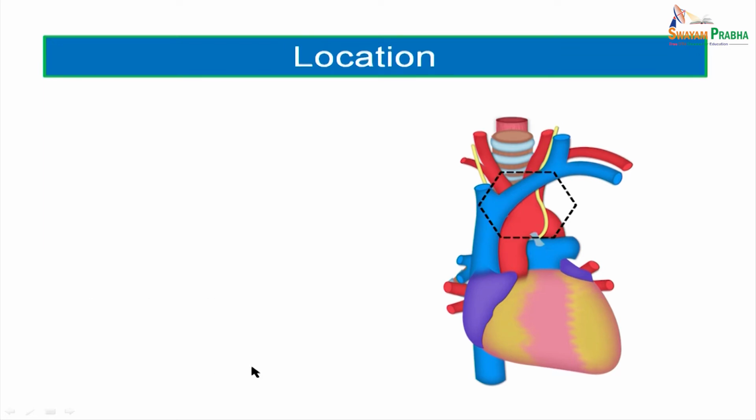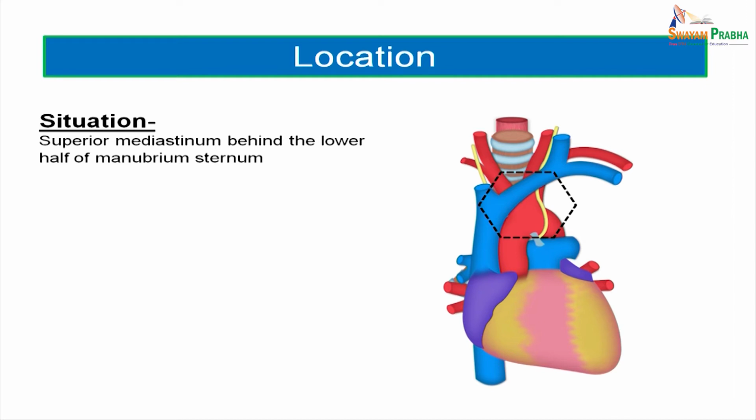So where is the arch of aorta located? It is situated in the superior mediastinum, just behind the lower half of the manubrium sterni. So if you were to consider this as the manubrium sterni, the lower half of the manubrium sterni is related to the arch of aorta.